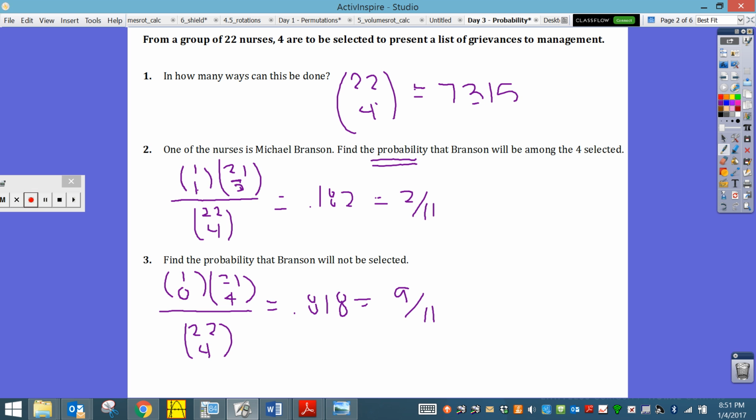The probability that he will get chosen is 2/11. Probability that he won't be chosen is 9/11. You'll notice that both of the probabilities have to add together to equal 1. Okay? If we look at will he get chosen and won't he get chosen, add those together, it should always equal 1. Okay, because my probability is just a percentage. So my percentage should always go back to equal 100%.